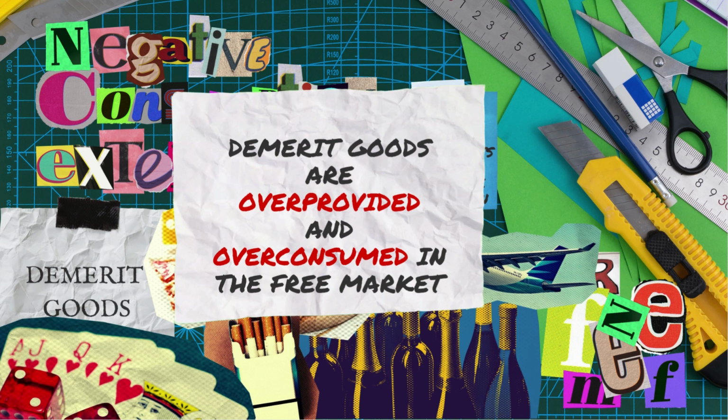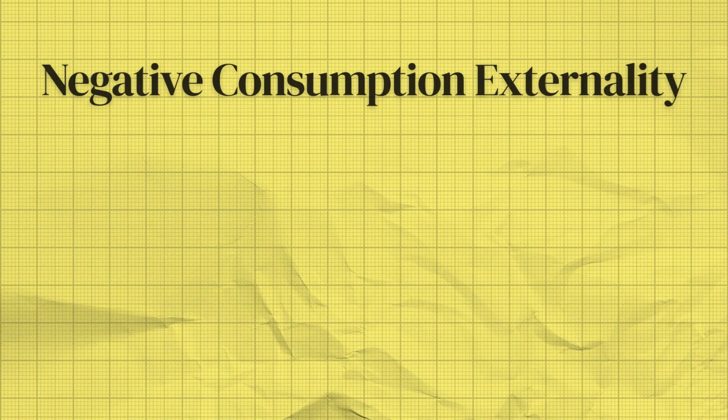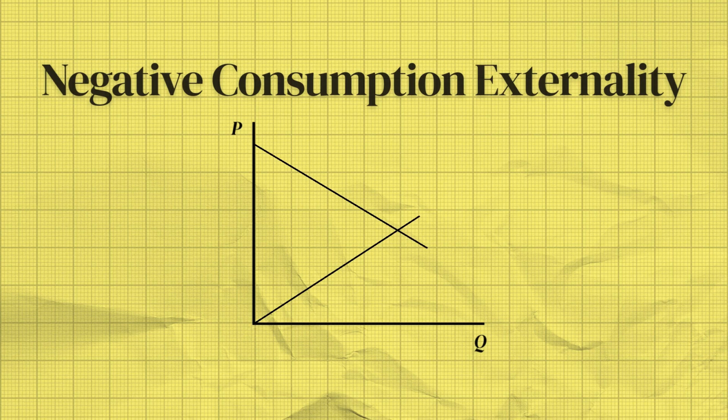This is why governments will try to discourage the consumption of demerit goods with taxes, regulations, or, as in the case of illegal drugs, an outright ban. Let's see what this looks like on a diagram. Because we're talking about consumption now, we're looking at the demand curve.